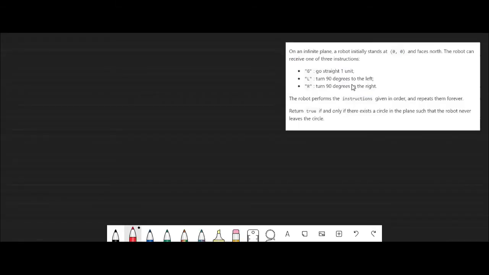What is written is that on an infinite plane, a robot initially stands at the 0, 0 coordinate, right? Let's visualize an infinite plane and the robot stands at 0, 0, facing towards north. Suppose I am trying to draw a coordinate here. So this is north, this is south, this is east, and this is west, right? So my point is the robot now stands here, as per the question.